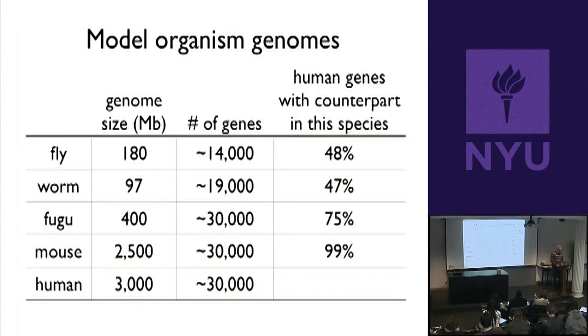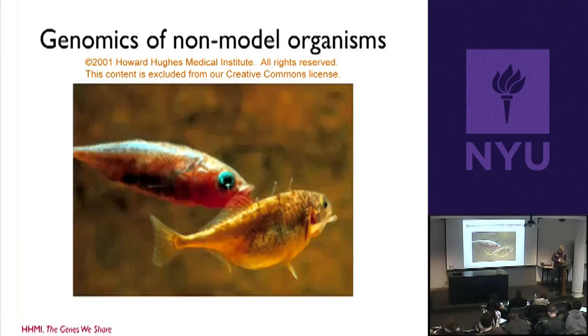The nice thing about genomics is that it's not limited to model organisms that people have studied for a long time. There are non-model organisms that are now becoming really interesting to study, things you would not expect. So this is one example. It's a stickleback fish. It's called a three-spine stickleback because it has these spines on its back. But some of these fish do and some don't.